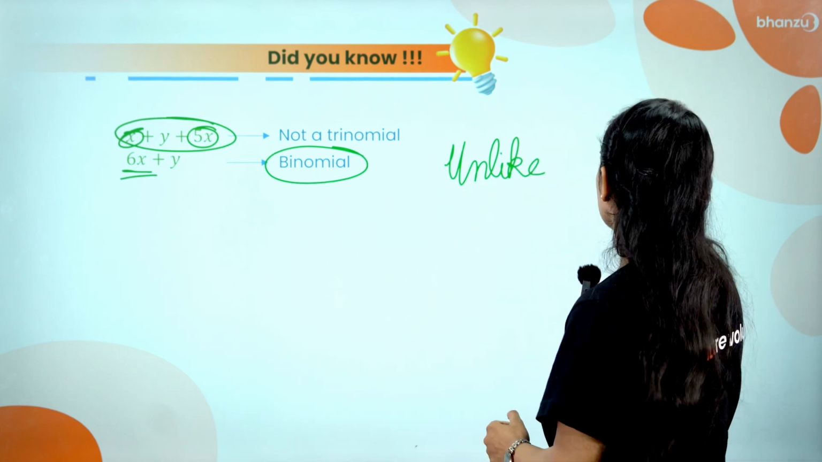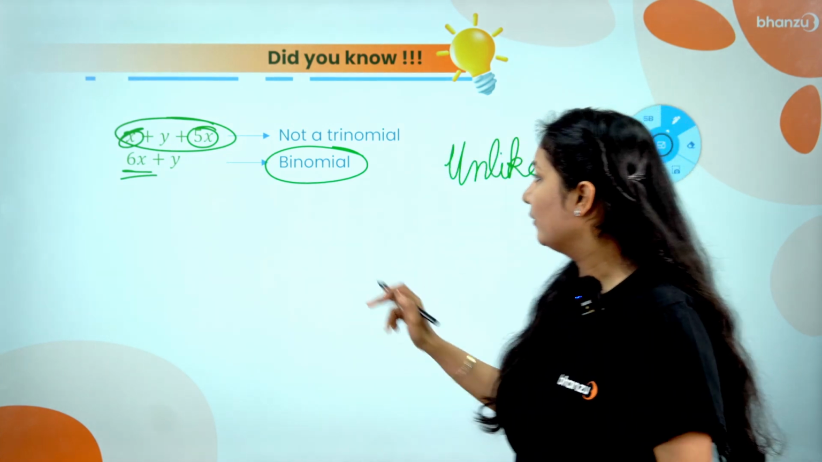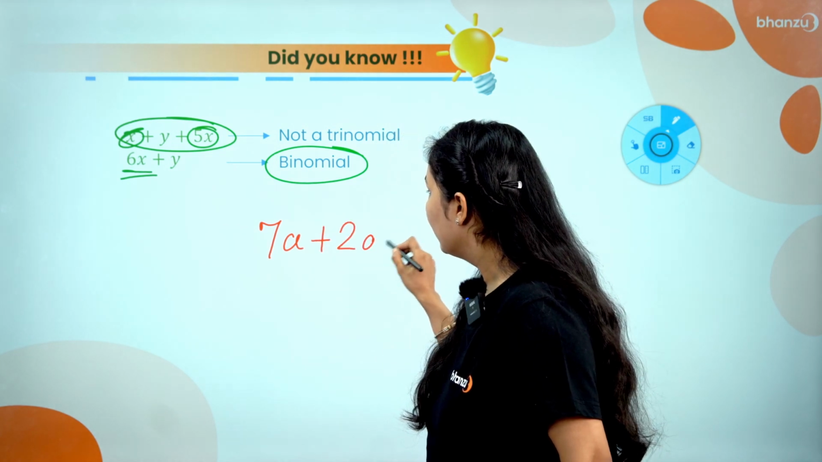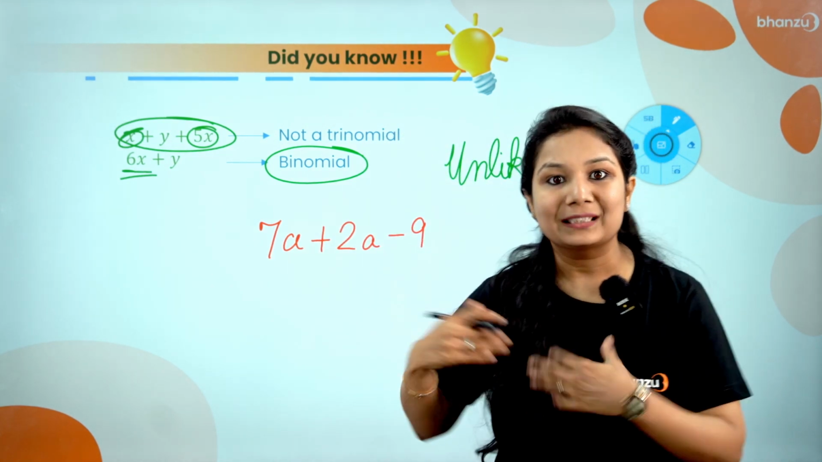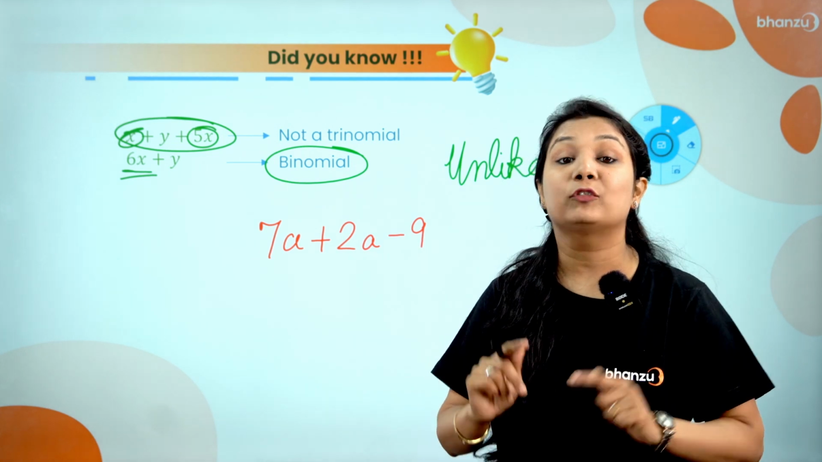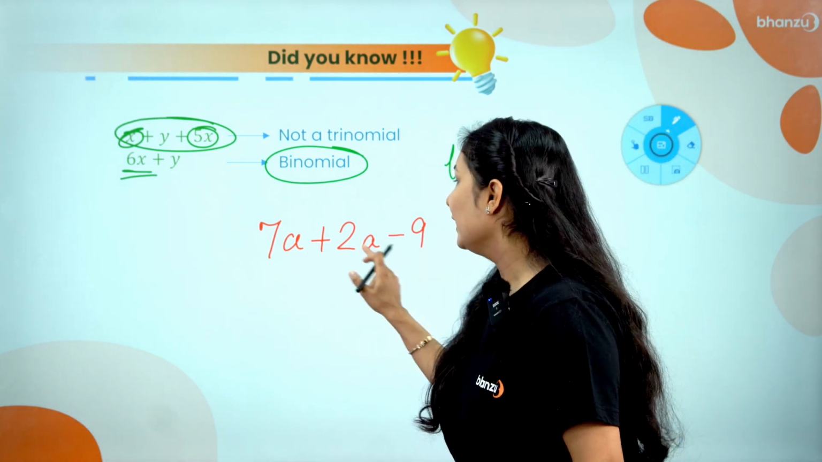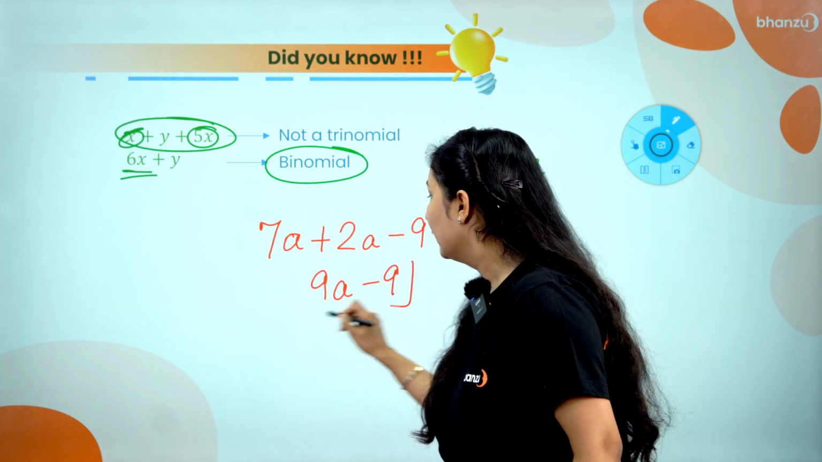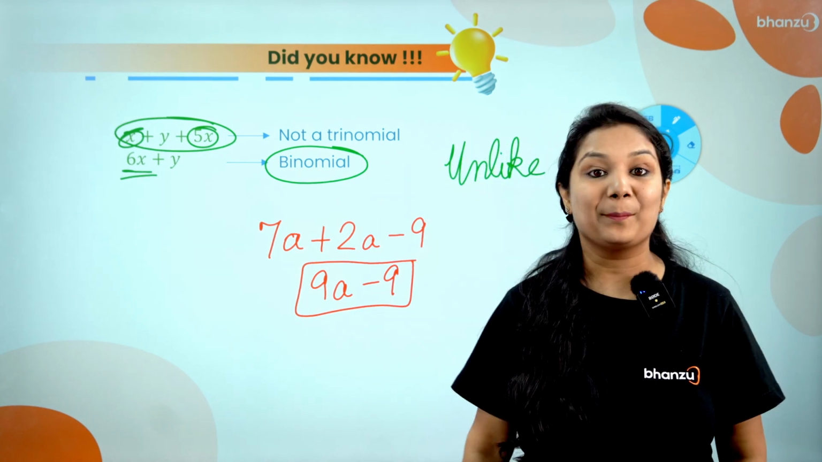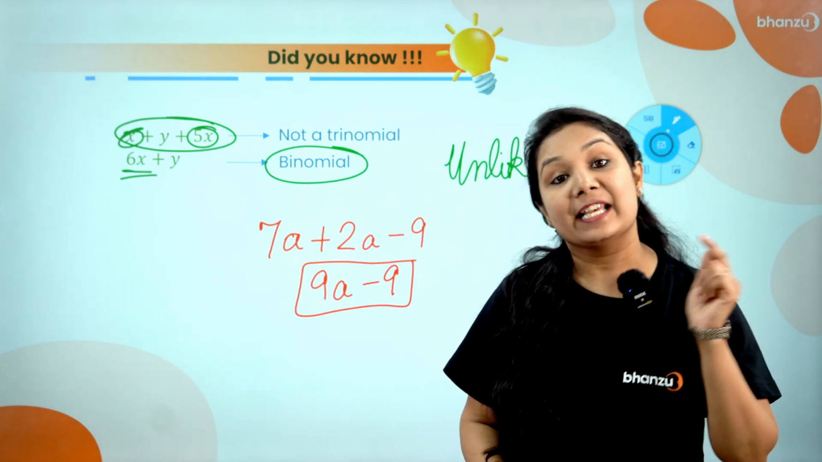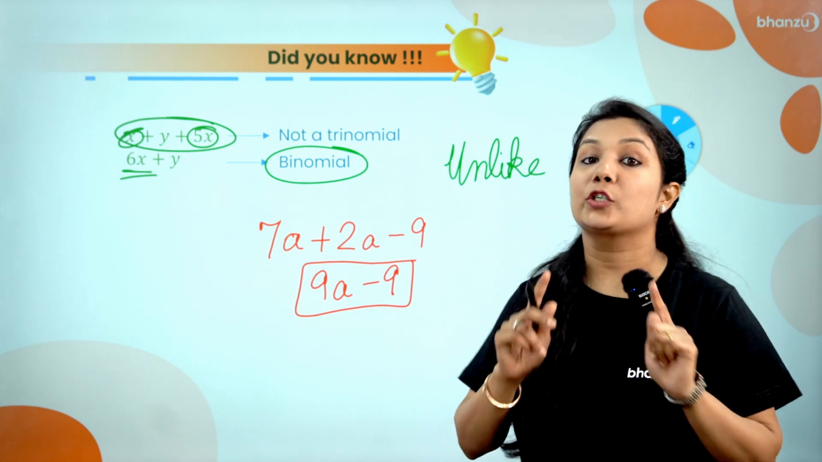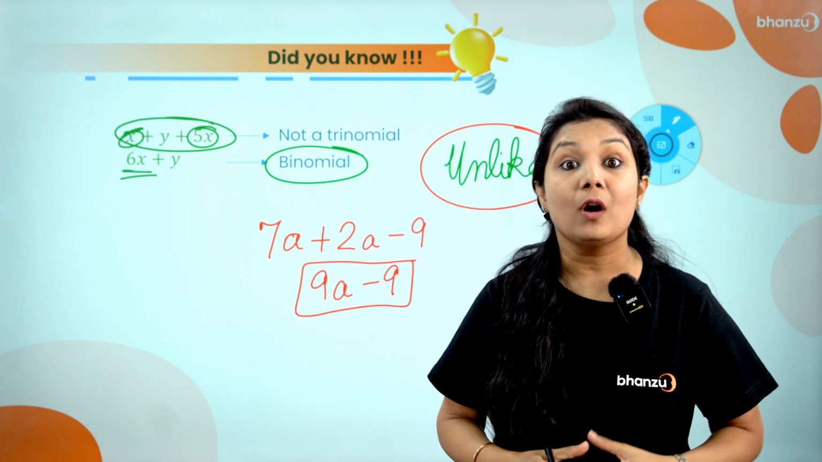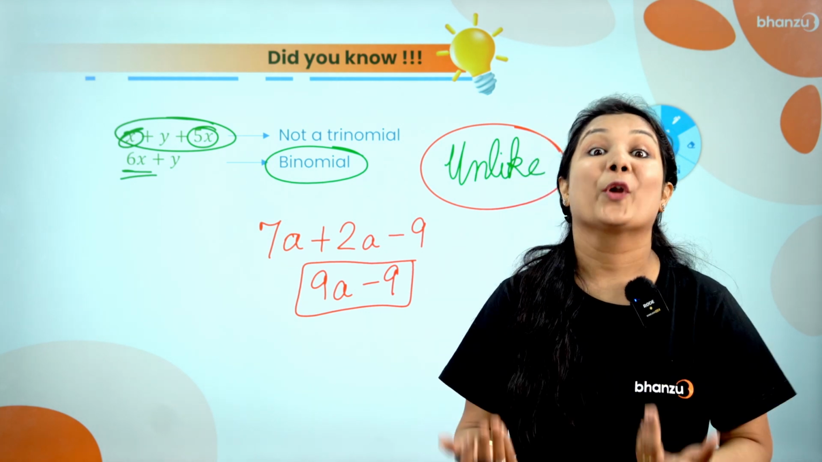Right? We can take more such examples like if I tell you 7a plus 2a minus 9. It looks like it has three terms, but it doesn't have three unlike terms. So 7a plus 2a can be solved and it becomes 9a minus 9, which is a constant. So again it became a binomial. Same way for binomials also we need to check two unlike terms. But if they are like, then they would be solved and it will be converted into a monomial.